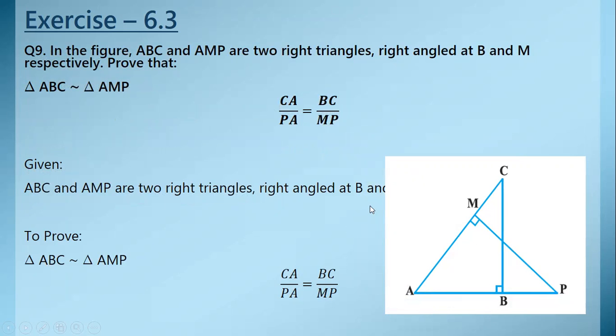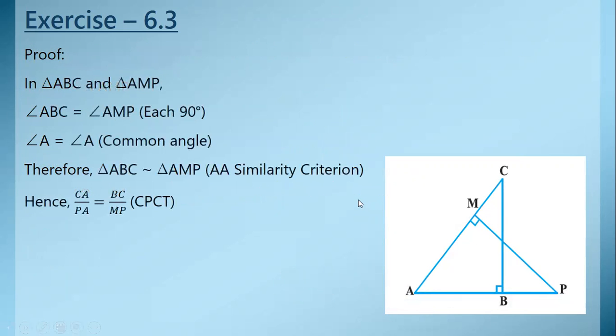Now, let us move on to the proof. So over here, we are having triangle ABC and AMP. Now, B and M are 90 degrees. It's already given that they are two right angle triangles. And angle A is a common angle over here. So we can say that triangle ABC is similar to triangle AMP by AA similarity criteria.